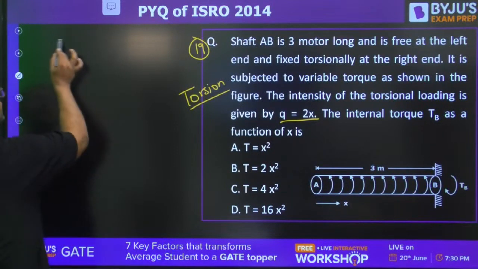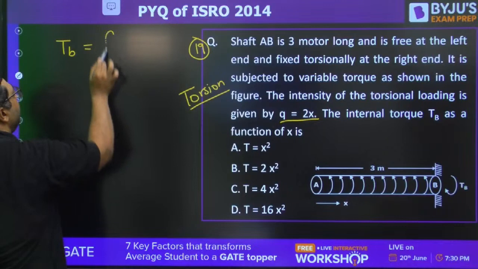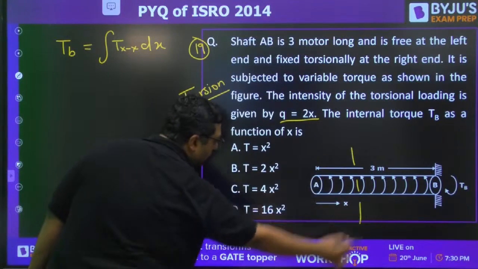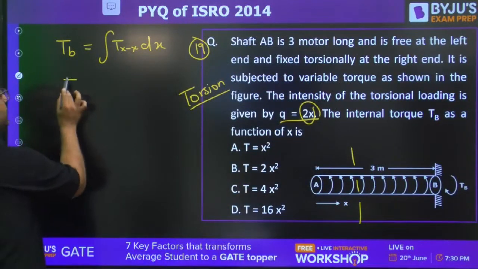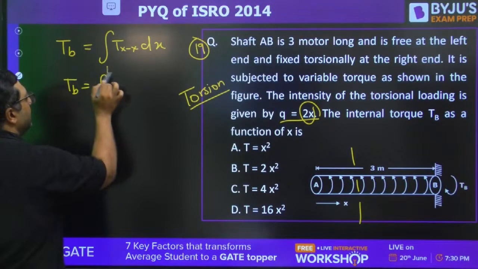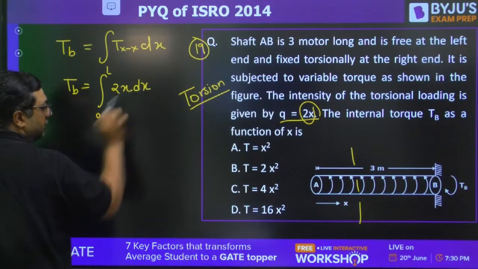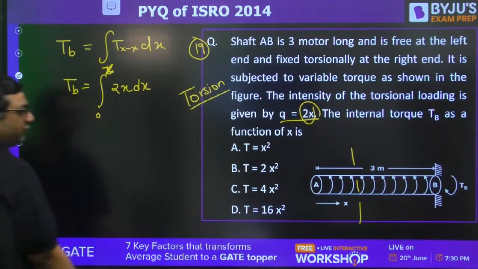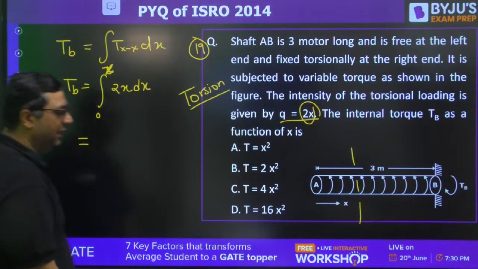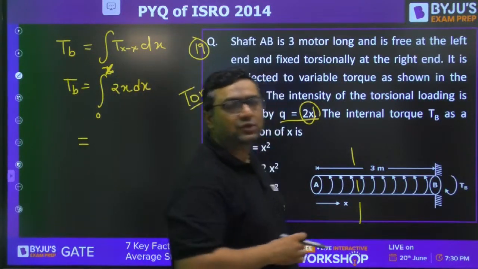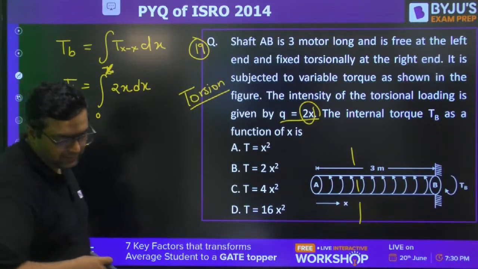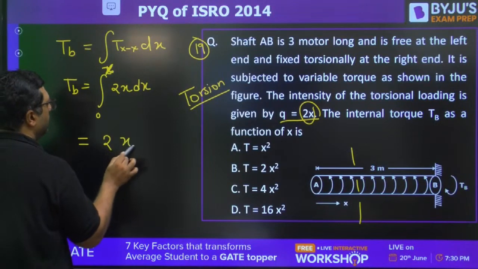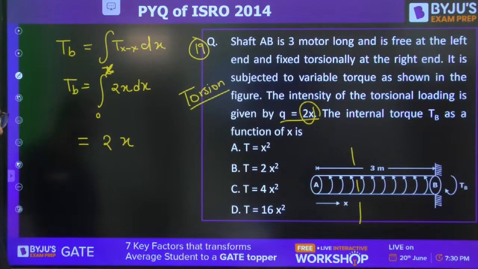So you know that when we are talking about TB, it will be integration of T(x) dx. So if you take any section, it is 2x. So TB will be integration 0 to L of 2x dx. But they have not said 0 to L, you can take it 0 to x only, because the answer is in terms of x only. What will be the answer? Okay, answer is already there. And you guys have said the answer to be 2x square.